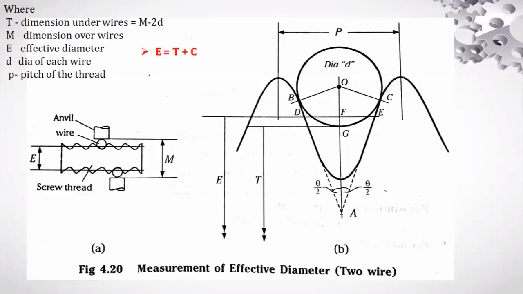It is like a small equation which is derived from this figure, right? It is important. Two-wire method, three-wire method. Most of the time in the VTU question paper, if we observe, they keep on asking for this. Explain the two-wire method of measuring the effective diameter, or the three-wire method of measuring the effective diameter or pitch diameter.